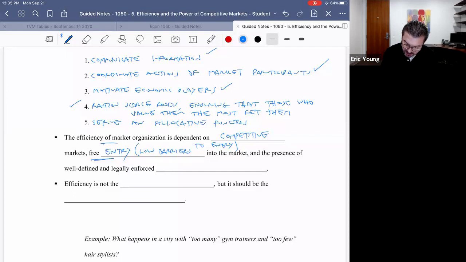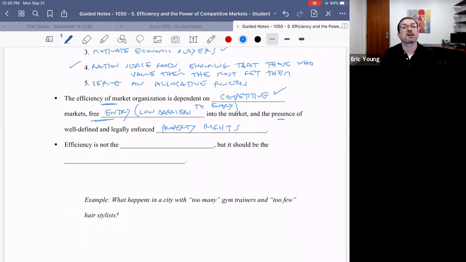So we know that market efficiency is dependent on competitive markets, which implies free entry into the market, aka low barriers to entry. And critically, competitive markets require that we have both the presence and enforcement of property rights. When those three things are present, markets tend to do a very good job at generating efficiency.